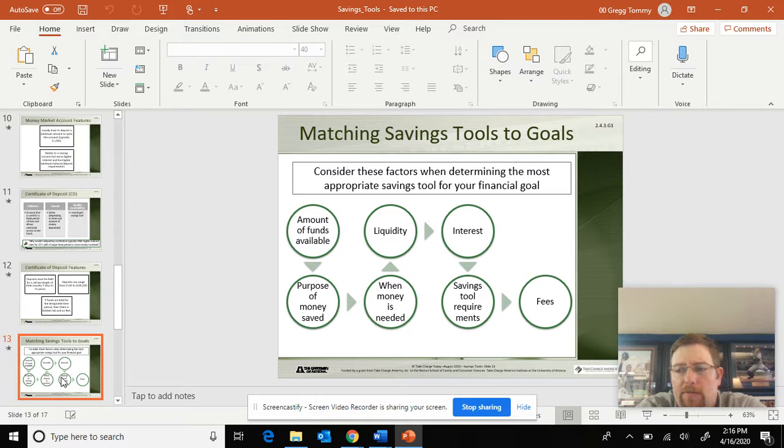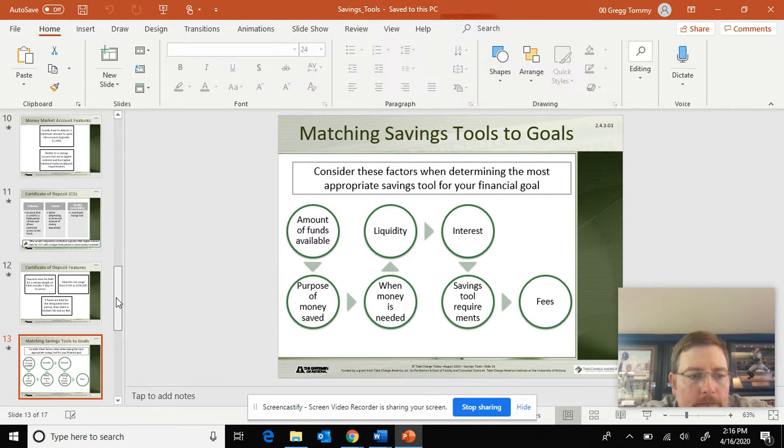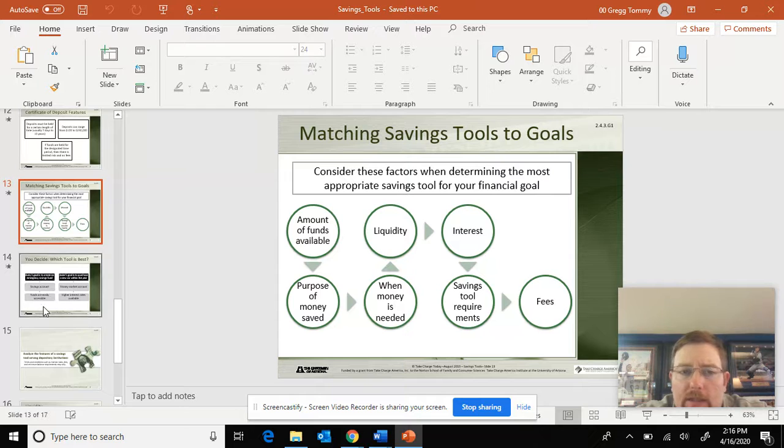If the interest is low, then just use a checking account or savings where you can get at it. But if you can get by and want to gain some interest, go to a money market or a CD. They're fairly common. So think of these things when deciding, and a lot of it comes down to what your goal is. When do you need that money? That'll determine what savings tool you would use.